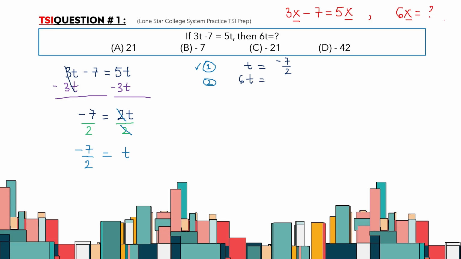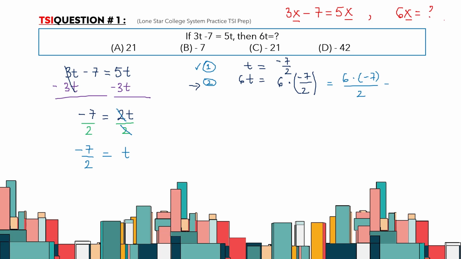So now we go to step 2. 1t is minus 7 over 2. Now 6 times t is 6 multiplied by minus 7 over 2. That's our t. Now some of y'all will think about taking 6 multiplied by negative 7 and then dividing by 2.